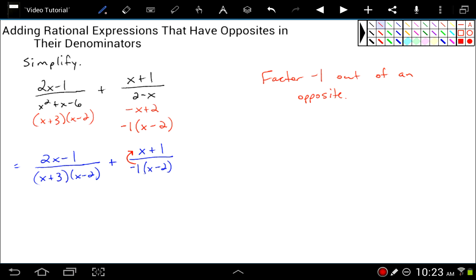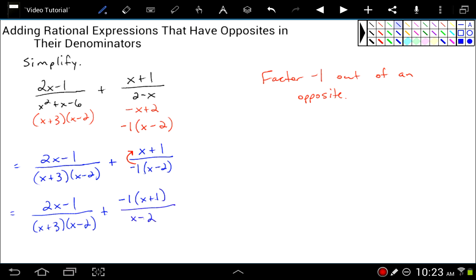Now you have to be careful when you say that. This negative 1 is multiplied by the entire bottom, so I can float it. You cannot move the negative around until you've pulled it out of the entire top or the entire bottom. So we have 2x minus 1 over x plus 3, x minus 2, plus, same thing on the top, when I move that negative 1, it applies to the entire top. So now I have this.